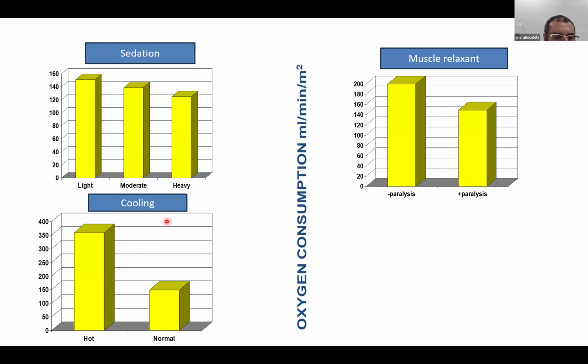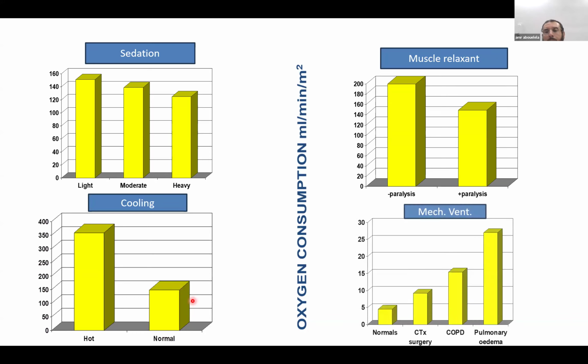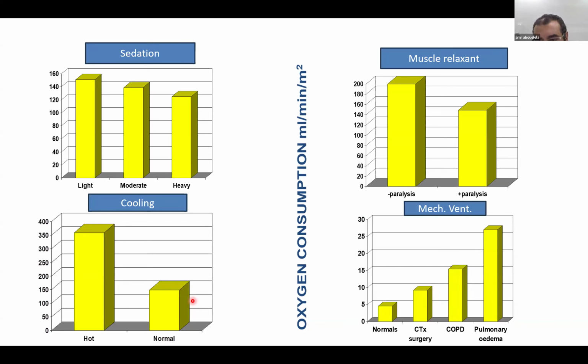Cooling: we are not talking too much about hypothermia, but at least keeping the normal temperature, because if you have a patient with sepsis or septic shock and they have fever, this is a comparison between patients who have a fever of 39 compared to normal temperature of 37, and you can see there is almost a 50% increase in the oxygen consumption due to the fever. So cooling or normalization of the temperature is a very important tool, of course, also to reduce oxygen consumption. The last point is mechanical ventilation. Of course, mechanical ventilation will reduce the oxygen consumption, especially in shock.